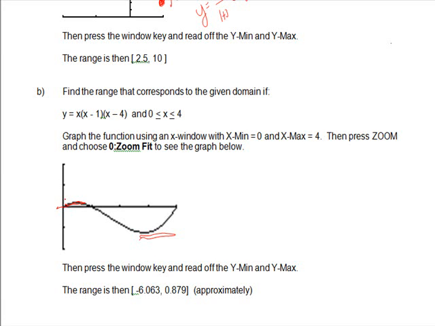So when we do that, you'll notice I picked a slightly different window, because you'll say, wait a minute, that doesn't look like the values that are on there. My window isn't going by ones. If I did that, what we should see is the lowest level is around -6, and the highest level is just a little under 1. It happens that it goes from about -6.063 up to about 0.879. And again, it touches those values, and so I'm going to put the brackets on, and that gives me an approximate answer.